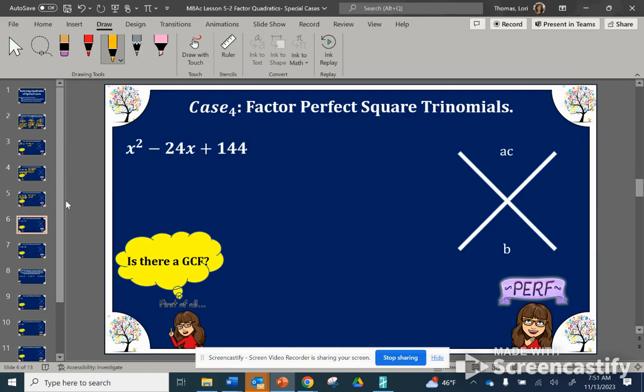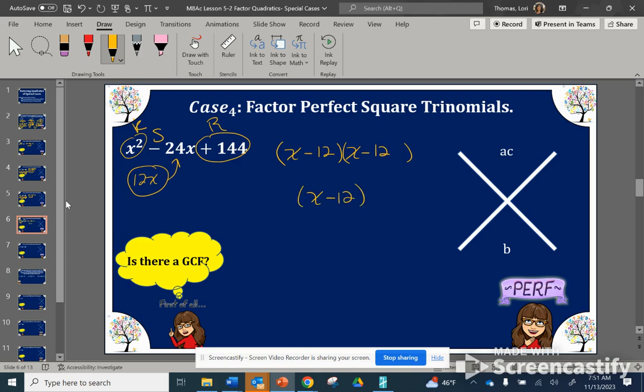There is no GCF. My A is 1. X squared and 144 are positive perfect squares. If I take the root and multiply, I get 12x. 12x doubled is 24x. This is a perfect square trinomial. Decompose x squared into x and x. So the root, take the sign of the linear term, and then take the root of our third term, 12. So we can combine that and write it as x minus 12 quantity squared.